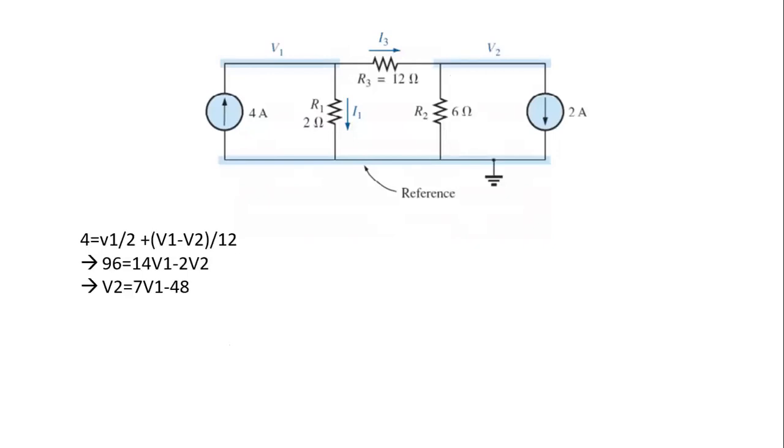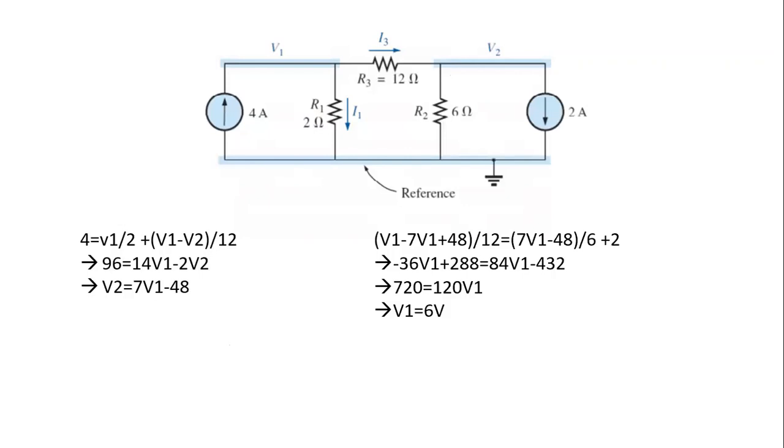Now we want to use our first equation and just rearrange that. We'll get V2 as a value of V1, where V2 equals 7 V1 minus 48. And then sub that into our second equation. This is just how you solve simultaneously if you're confident with that, like I said earlier. So V1 minus (7 V1 minus 48) on 12 equals (7 V1 minus 48) on 6 plus 2. Rearrange that, you get 720 equals 120 V1, which is V1 equals 6 volts.